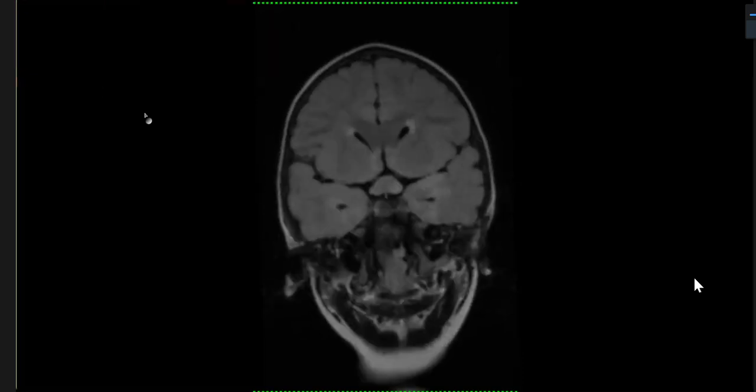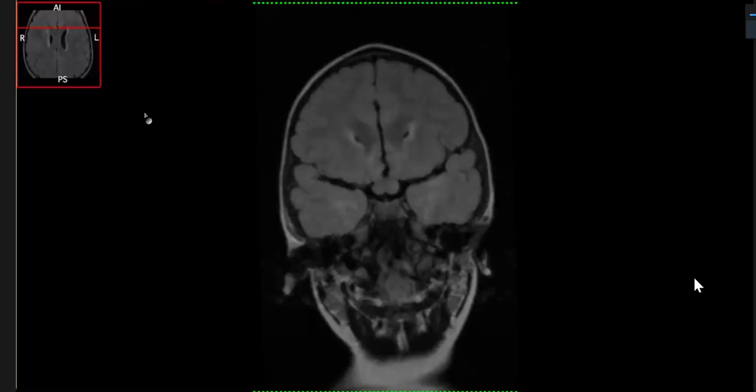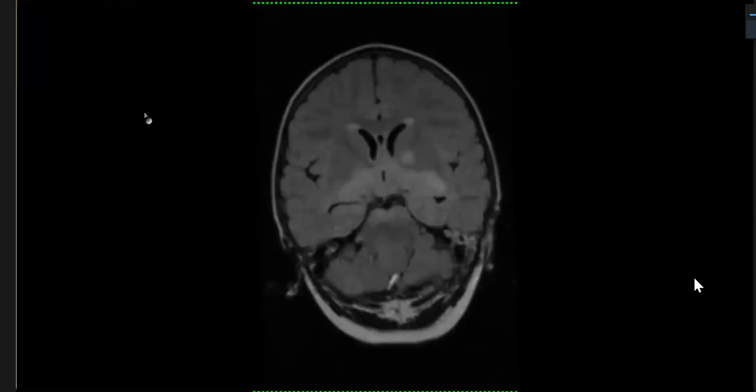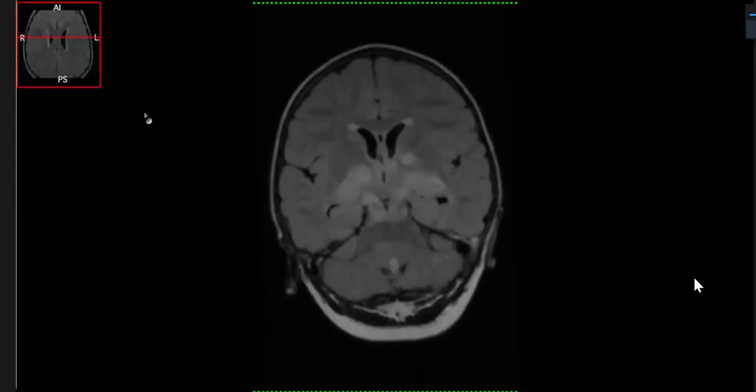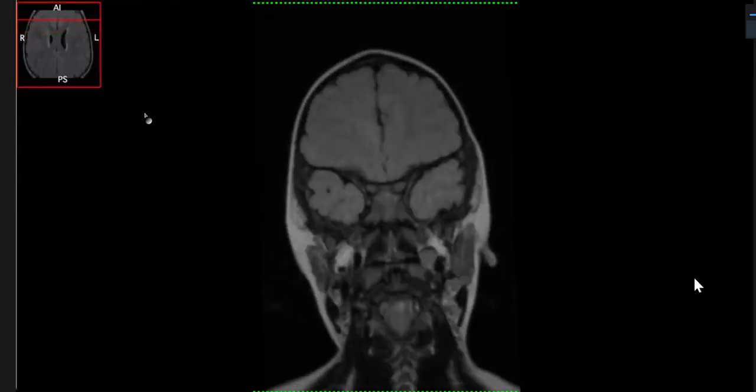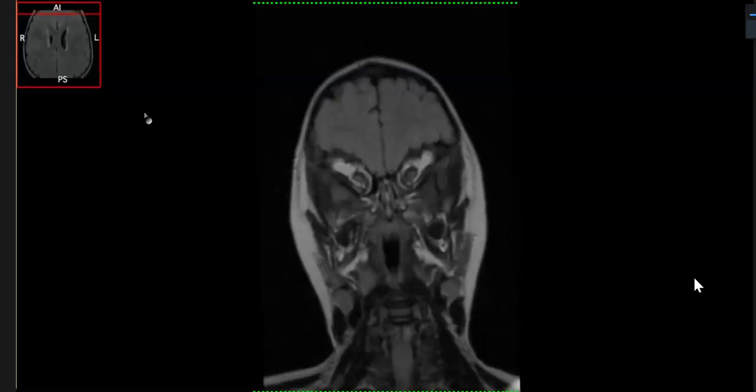Okay. Anything else? Any encephalitis can also be a possibility involving medial temporal lobes and the deep gray nuclei, viral encephalitis. So anything else you want to see?